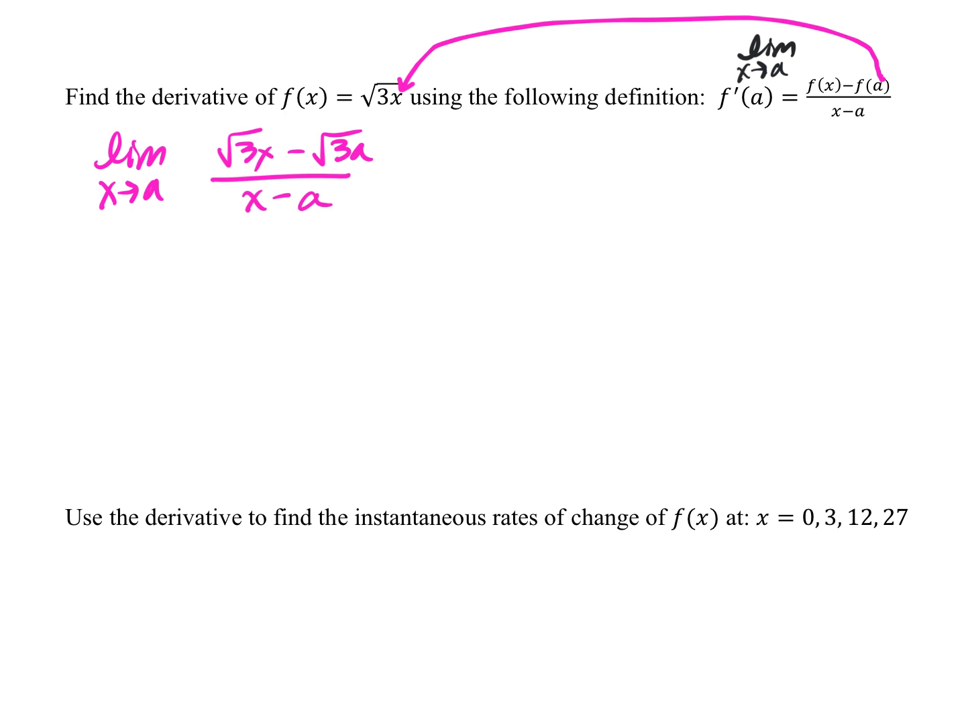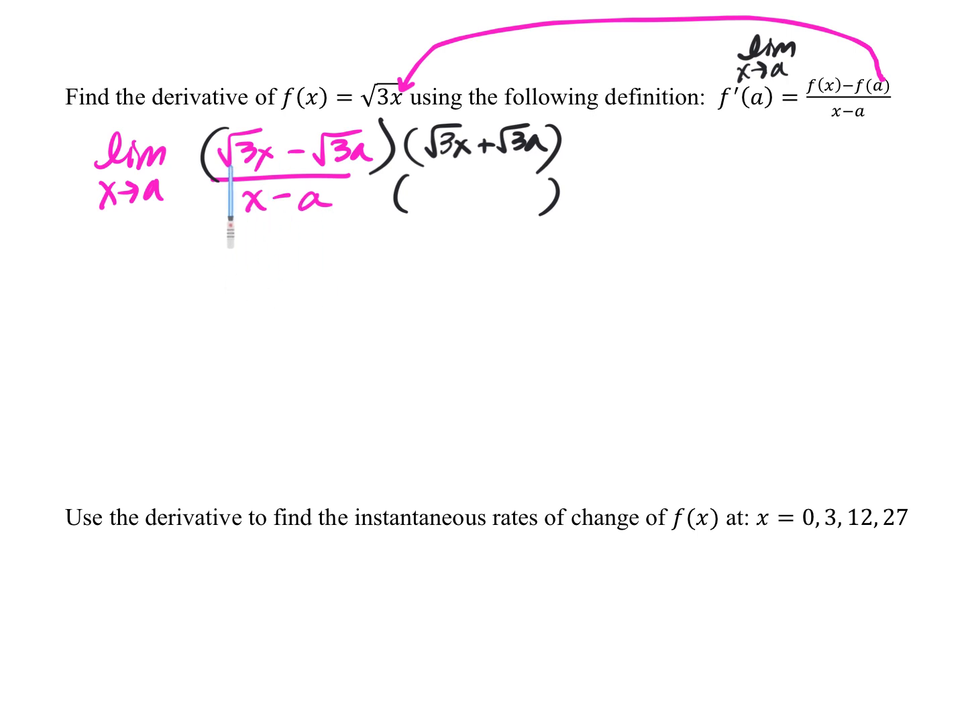Okay, you guys, what happens if I plug in an a now? Root 3a minus root 3a over a minus a. 0. Colin, we're not down with that, right? Anyone have any ideas what I could do? Conjugate. Bondi, talk to me. You said conjugate, root 3x plus root 3a. Perfect.